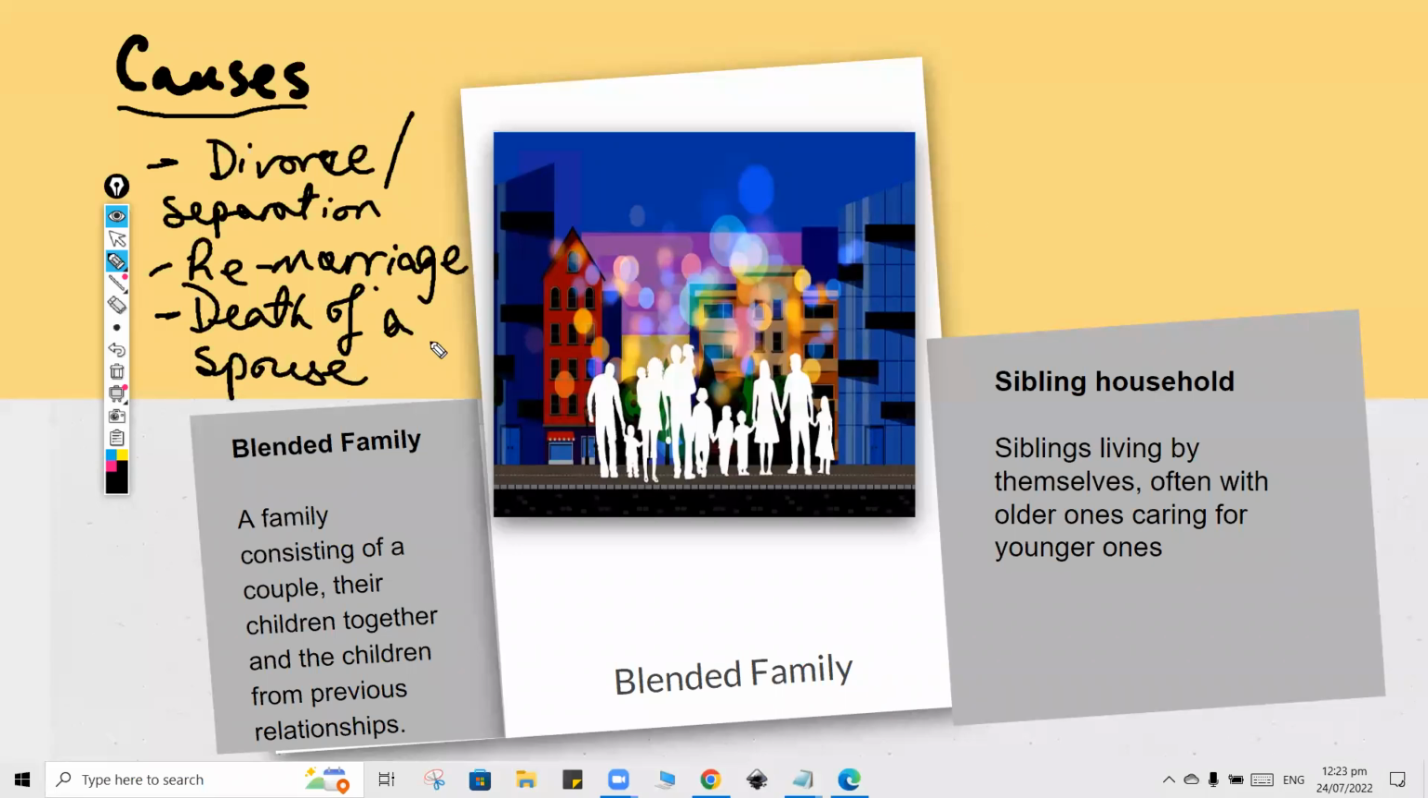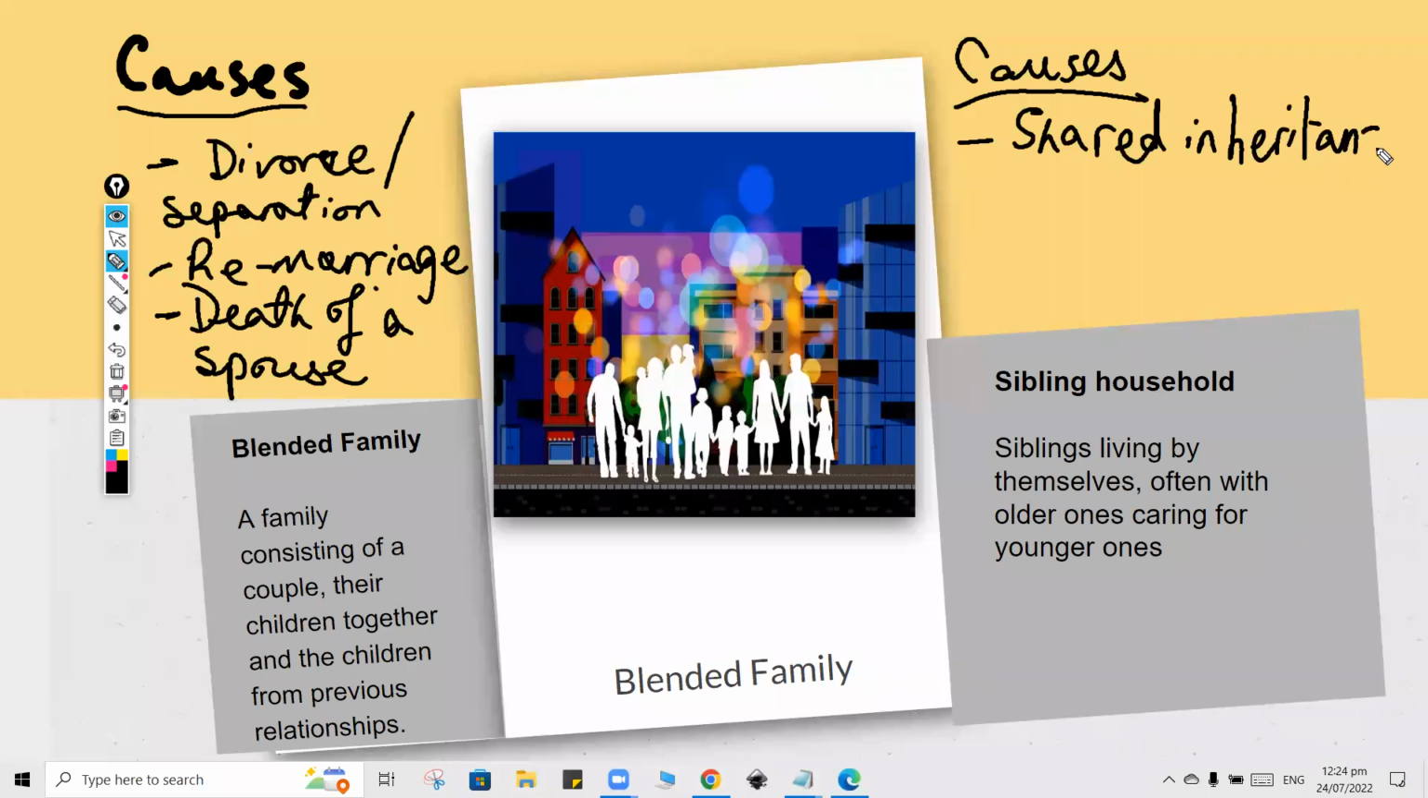Then over here, causes for sibling household. So here again, it could be shared inheritance. Right? It could also be that the parents have died. But parents don't only disappear because they die.